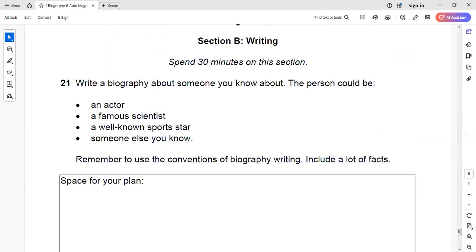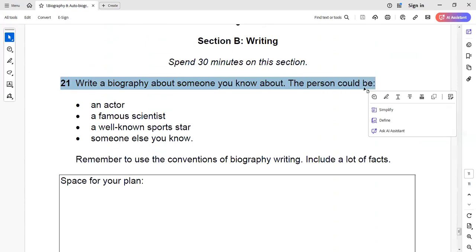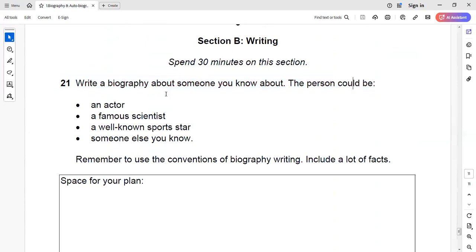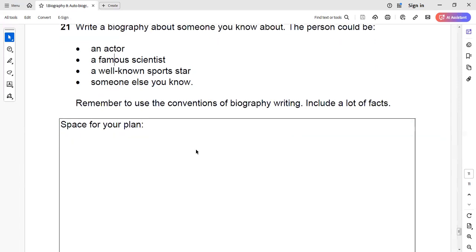As you see, this is a question in one of the exams. Write a biography about someone you know about. The person could be, and then you have a selection for this: an actor, a famous scientist, a well-known sports star, someone else you know. Very important here, remember to use the conventions of biography writing, including a lot of facts.